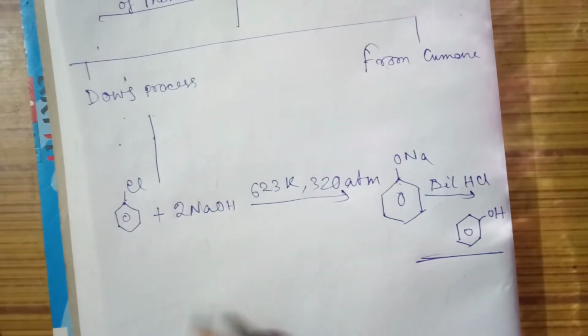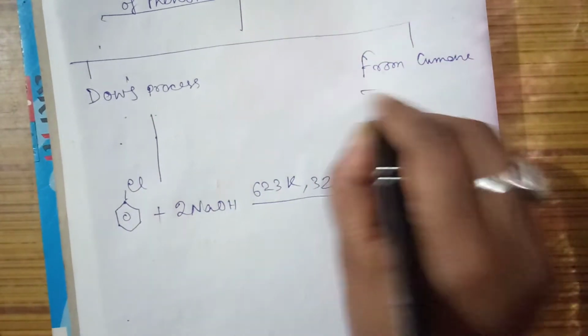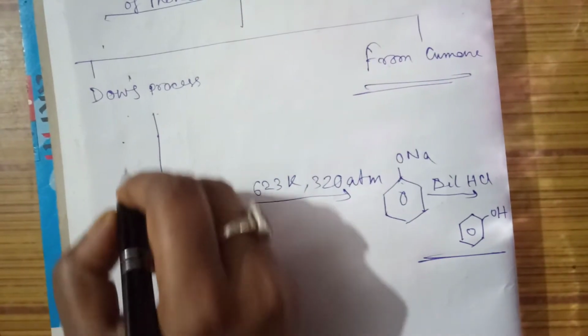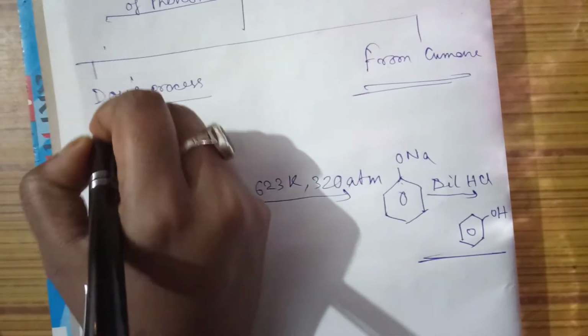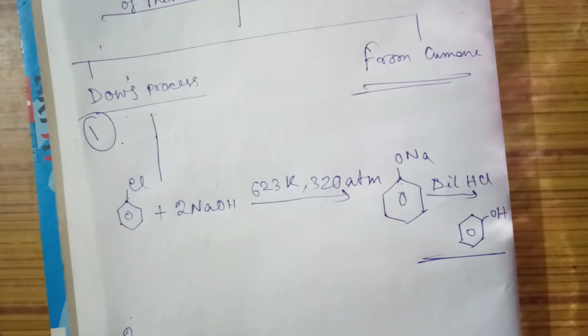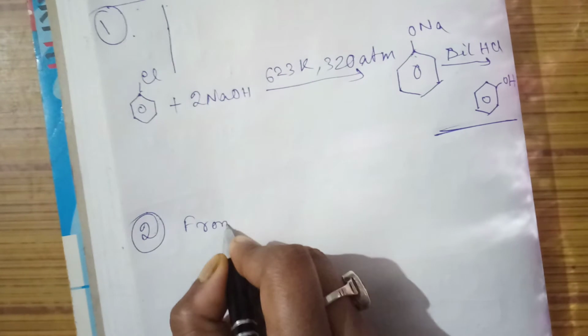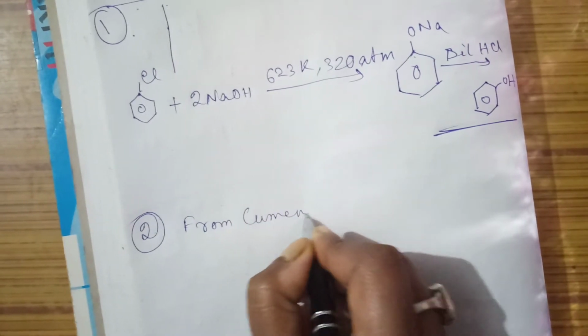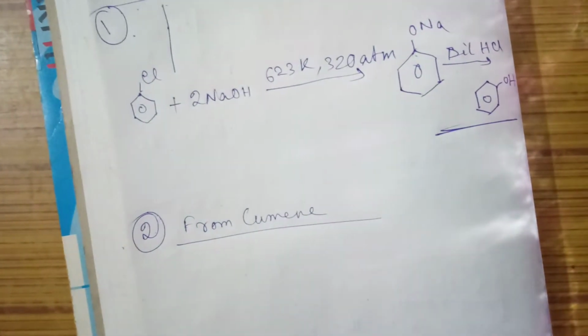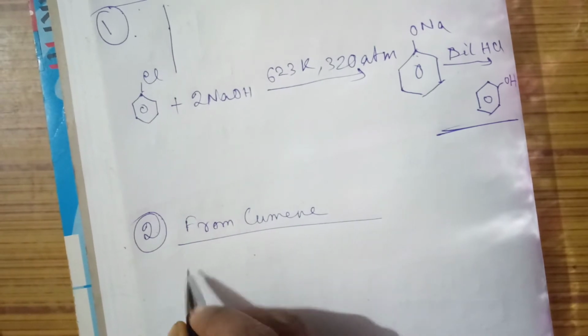First industrial method. And the next very important method is from cumene. The first process, the Dow process, we have learned, and the second method is from cumene. Now how can the cumene be prepared?